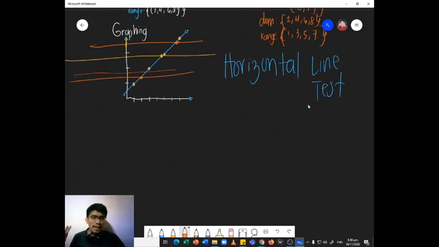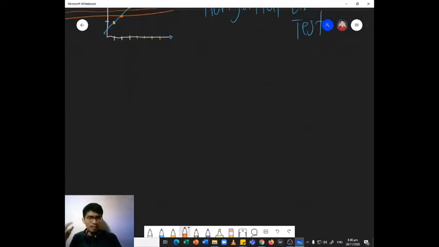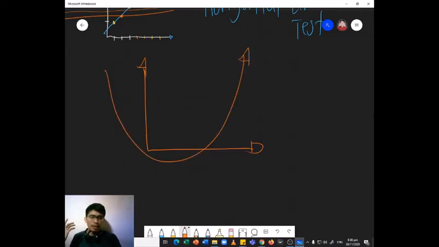Okay, so what is an example of a graph that has no inverse? I'm going to draw another graph here. For example, this one. I have here a parabola opening upward. If I draw a horizontal line, as you can observe, it touches twice. Since it touches more than once, it means that this certain graph presented here has no inverse, ladies and gentlemen.